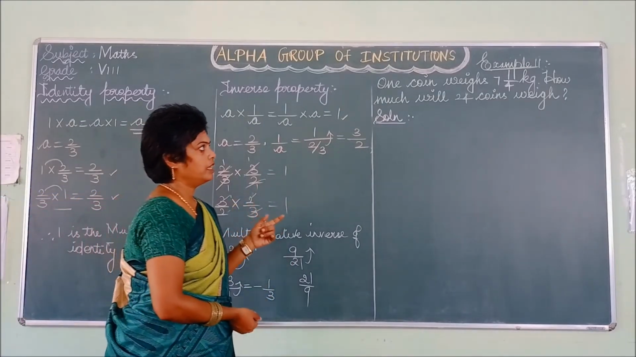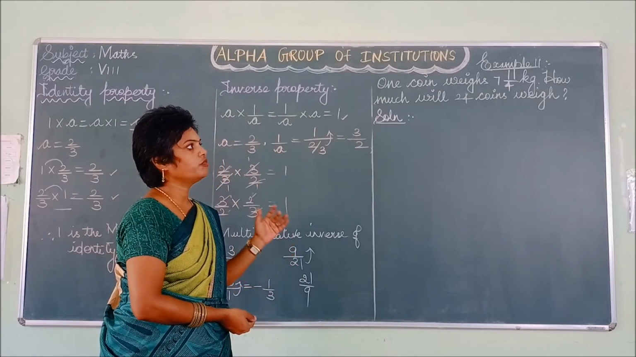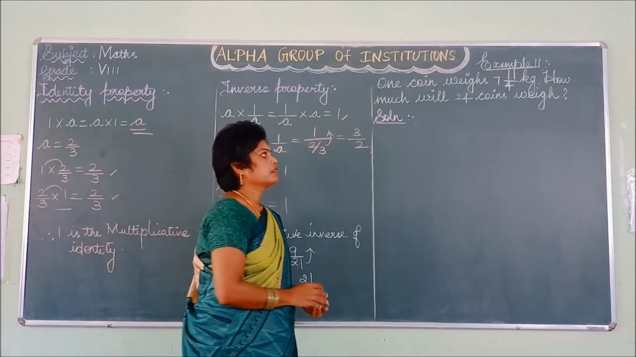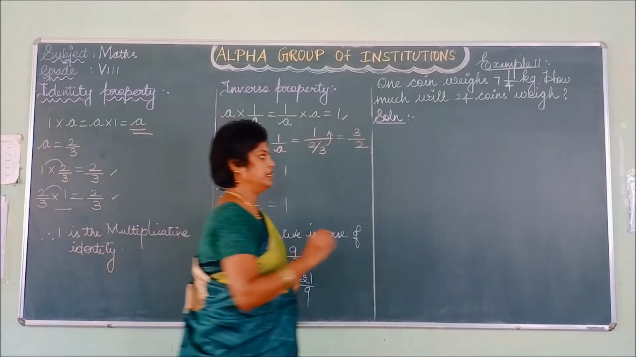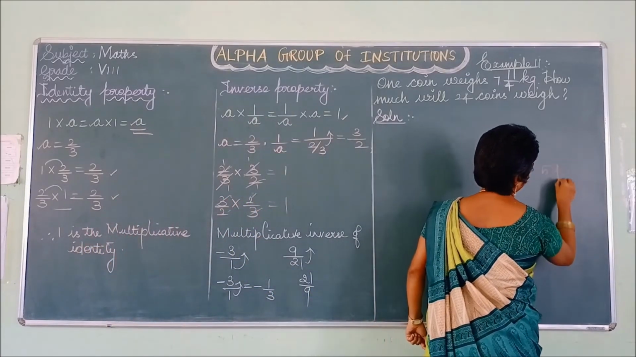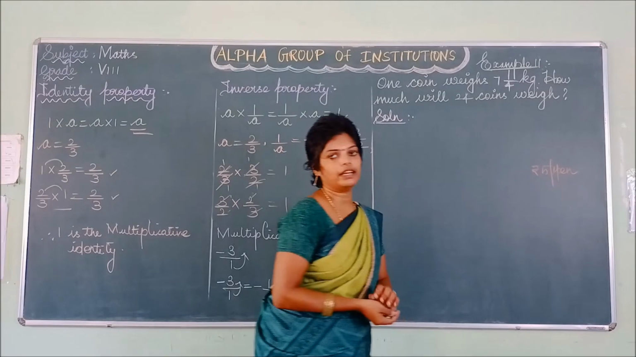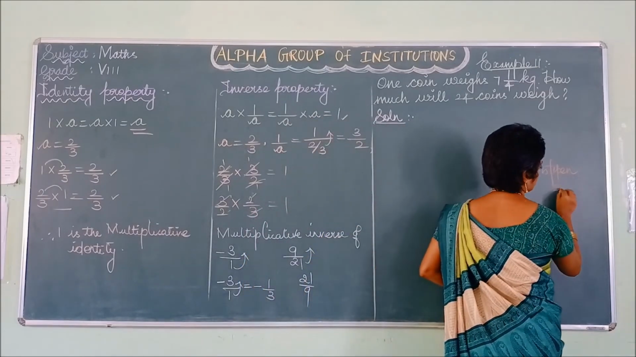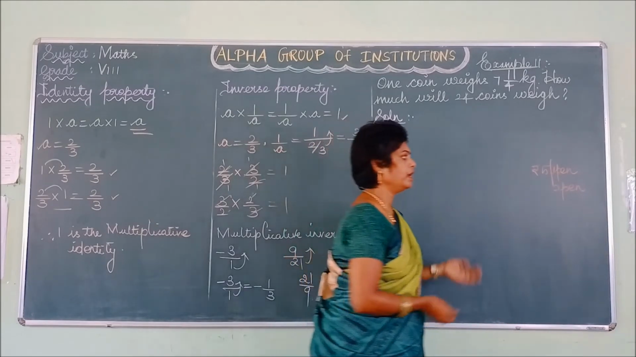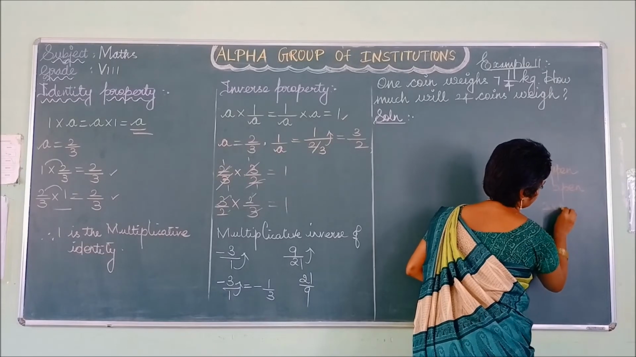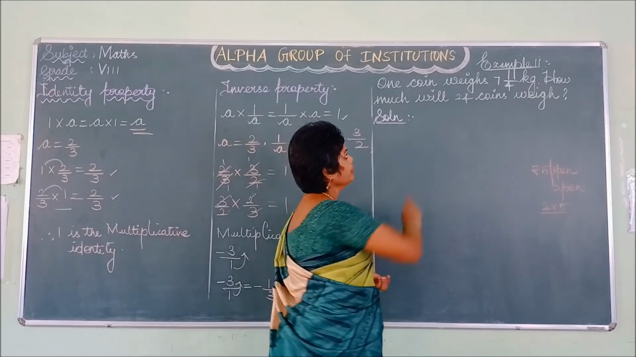Next we move on to the 11th example. One coin weighs 7 1/4 kg. How much will 24 coins weigh? So let us come with the basics. One pen costs 5 rupees. You are going to buy 2 pens. So what is the cost of 2 pens? 1 is 5, so you have to add another 5 to that, or else you can simply say 2 into 5, 2 times that rupees. Like the same way we can do this problem.